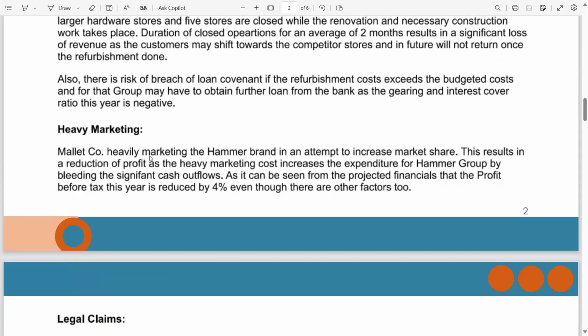Heavy marketing. Mallet Company is heavily marketing the Hammer brand in an attempt to increase market share. This results in a reduction of profit, as the heavy marketing cost increases the expenditure for Amer Group, bleeding significant cash outflows. As can be seen from the projected financials, the profit before tax this year is reduced by 4%, even though there are other factors too. Look how I included the reduced percentage of PBT in this risk.